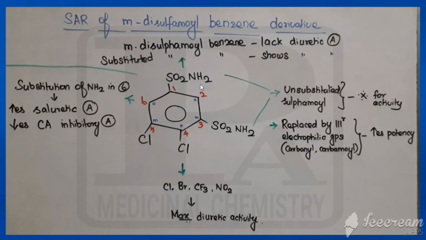The SO2NH2 sulfamoyl groups should be unsubstituted. There should not be any substitution in the sulfamoyl groups, the sulfonamide groups, because that is important for activity. If they are replaced by similar electrophilic groups like carbonyl or carbamoyl, the potency would be increased. Here we have chlorines in the fourth and fifth positions; instead of chlorine, if we have bromine or CF3 or NO2, we get maximum diuretic activity. If in the sixth position we substitute an NH2 group, the diuretic activity would be increased, but the carbonic anhydrase inhibitory activity would be decreased. So that's all about carbonic anhydrase inhibitors.